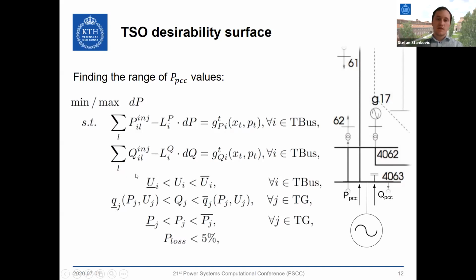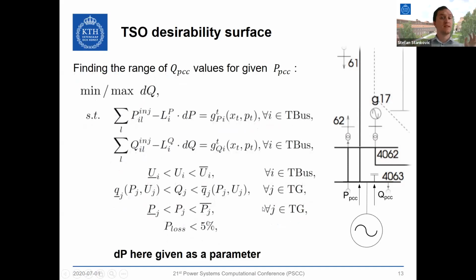Here we can include a number of constraints, also the economic constraints. For example, we included in our case studies also the constraint that the transmission system losses should be less than 5%, while trying to accept this active and reactive power from the distribution network. Now, when we find the minimum and maximum active power at that particular bus that we are analyzing, then in the same manner as with the DSO capability surface, we try to find the minimum and maximum value of reactive power exchange for each value of active power in between these bounds.